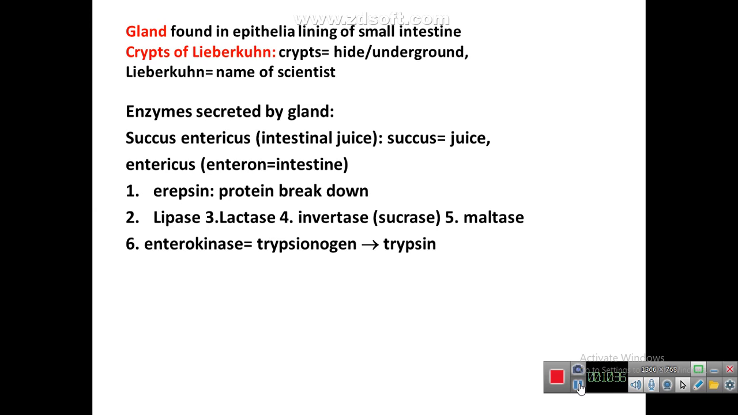The enzymes that form the succus entericus. First one, erepsin, helps in breaking down proteins. Lipase, breakdown of lipids. Lactase, breakdown of lactose. Invertase or sucrase, breakdown of sucrose. Maltase, breakdown of maltose. Enterokinase, the function of enterokinase is to activate trypsinogen into trypsin. Trypsinogen comes from the pancreas. It is an inactive form. In the presence of the enzyme enterokinase, trypsinogen becomes activated into trypsin.